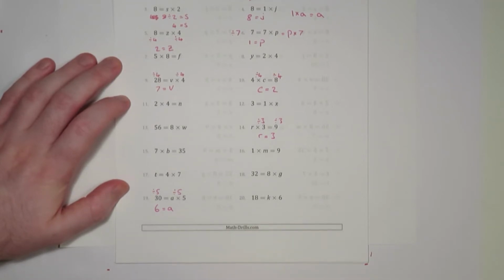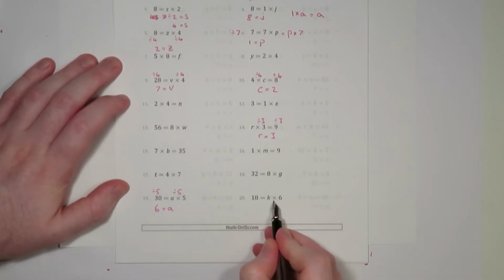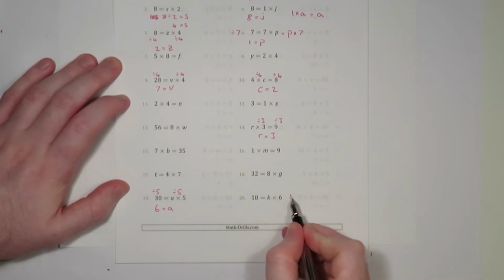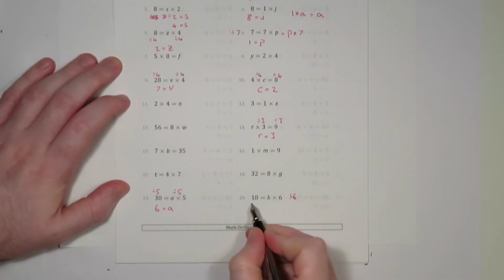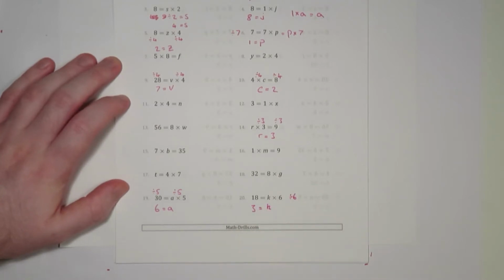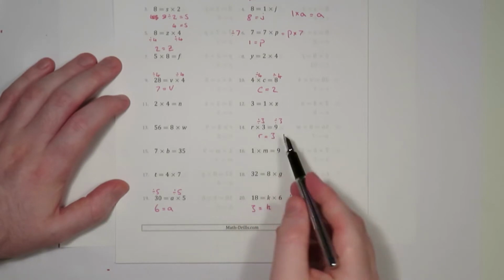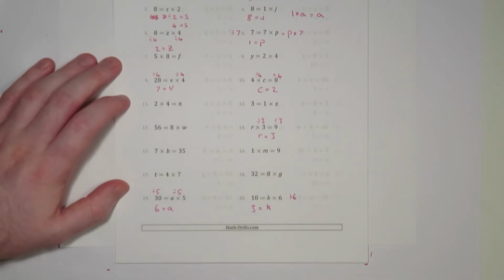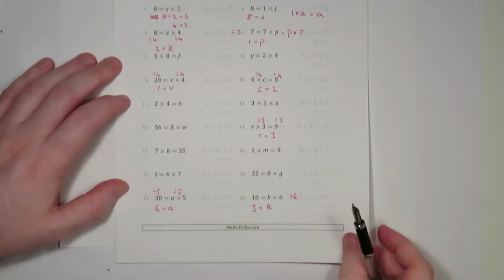Let's do question 20. 18 is equal to k times 6. Divide both sides by 6. 18 divided by 6 is 3. Then the right hand side will just be k. So have a go there at working all of those out if you've not done so already. And of course you can use these 3 examples that I've given to check your solutions.